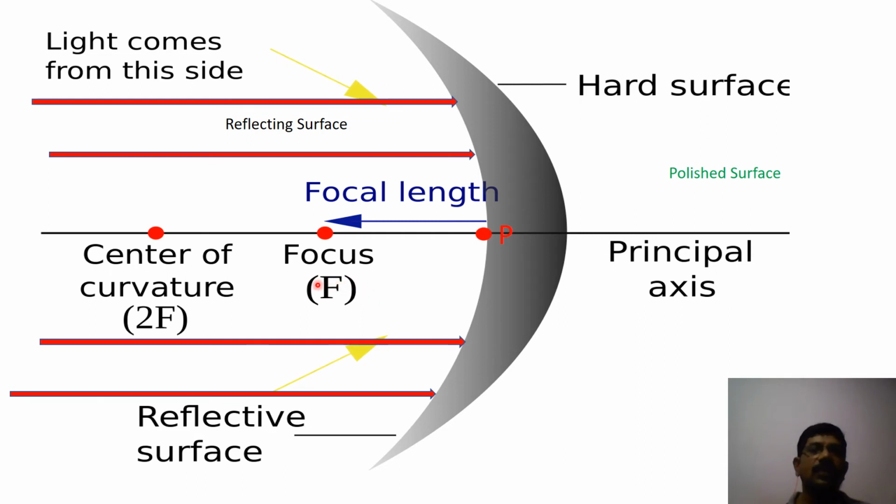Now, are you clear about that one? So, what is principal axis? An imaginary line which passes through the center of curvature and pole of the curved mirror. Maybe the convex or maybe the concave, whatever it may be. But here, for the sake of your understanding, I have taken the concave surface. All the light rays which fall on the concave surface after reflection meet at this point on the principal axis. This particular point is known as focus and is denoted by capital F. Okay, are you clear about that one?